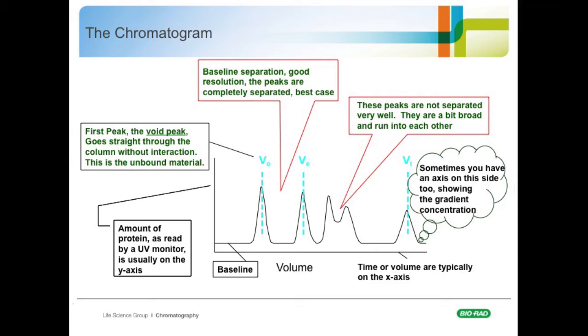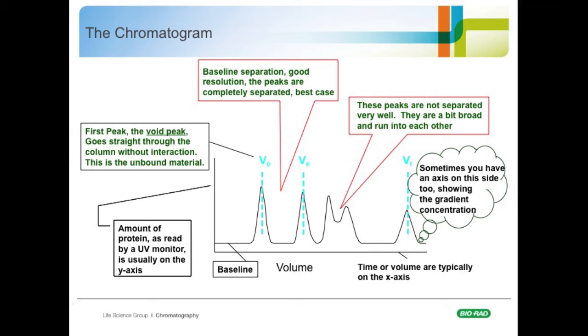Now let's look at the peaks a little bit closer. The peak on the far left, you see noted as V sub 0, is the void volume peak. This means basically whatever passed through the column and did not interact with it in any way, that would be the first thing you would see. That is called the void volume peak. You'll also see some other terms over there that are more specific to size exclusion chromatography, such as V sub E and V sub T. Those mean the volume of elution and the total volume.